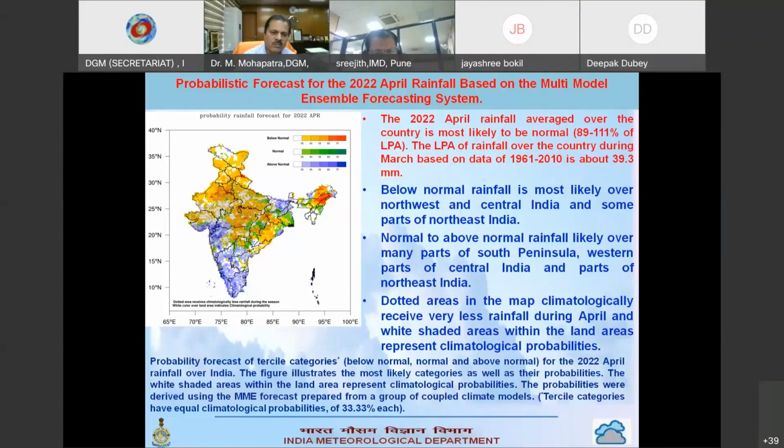Similarly, over the eastern parts of the country, which experience Kal Boisakhi or nor'westers in the month of April, we are expecting that normal activity will continue over Bihar, Jharkhand, West Bengal, Sikkim, and coastal and northern parts of Odisha, leading to normal to below normal temperatures.